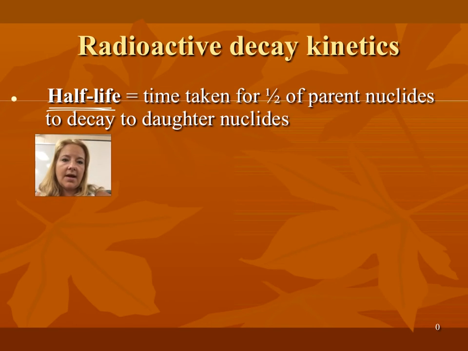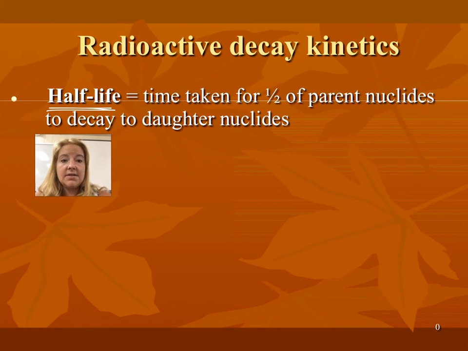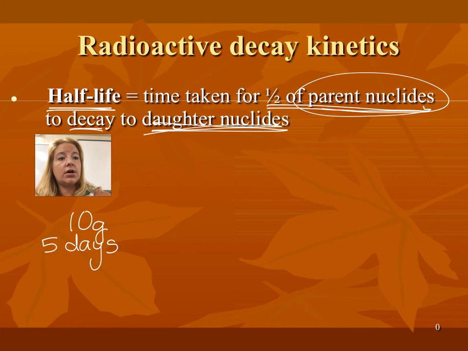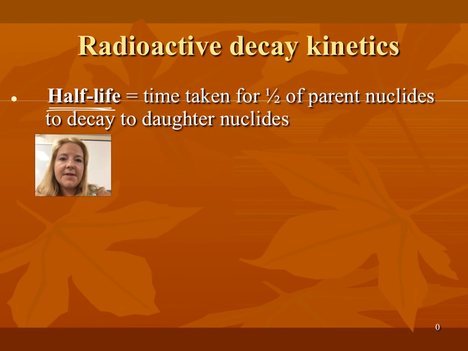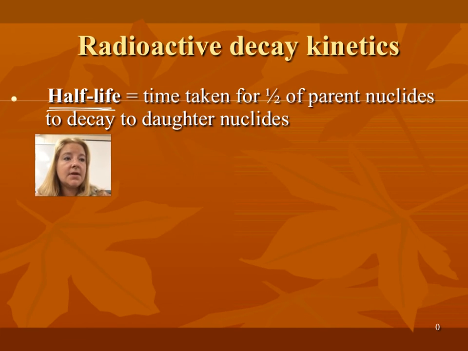So let's say that I have 10 grams of a radioactive material, and the half-life of that radioactive material is 5 days. Okay? So after 5 days, I'm no longer going to have 10 grams of that parent material left. It's going to decay into the daughter nuclide. So if it does alpha decay, it's going to change its atomic number by 2. It's going to have 2 less protons. So in 5 days, I would be down to 5 grams of this parent highly radioactive material.